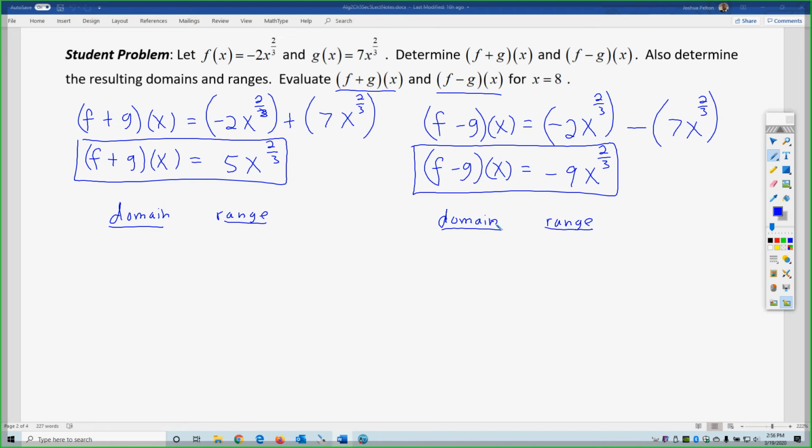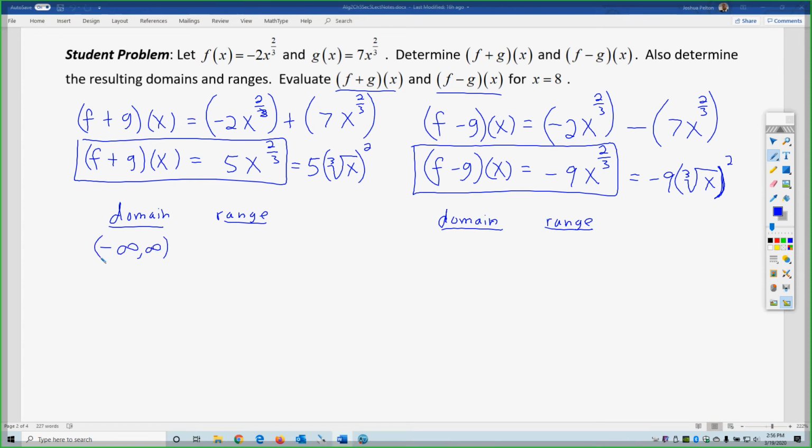Okay, so we have to think, is there a restriction? Are there any denominators or even roots that I cannot plug in? Well, I don't have any denominators here, so that's not going to eliminate anything. Also, I don't have any even roots, because this is really 5 third roots of x to the second power, correct? And this one is negative 9 third roots of x to the second power. Since it's a third root, that's an odd root, I can do both positives and negatives. There's no denominator, so there is no restriction.